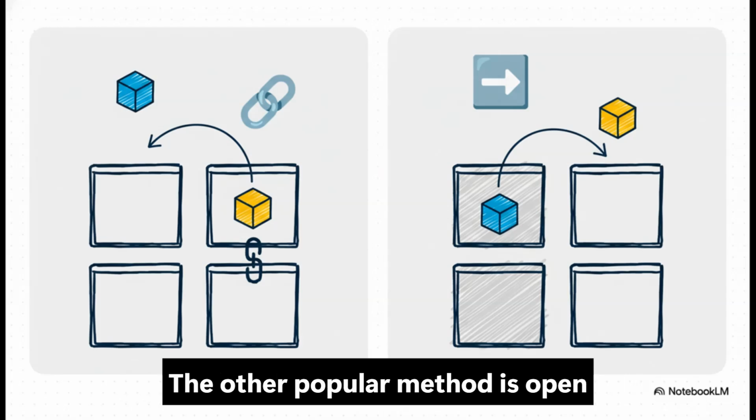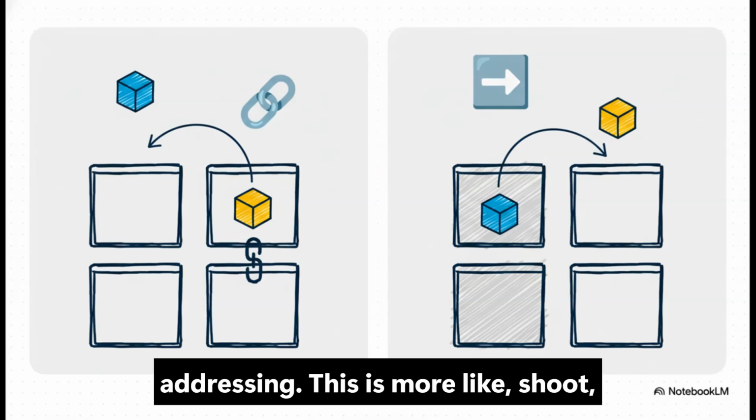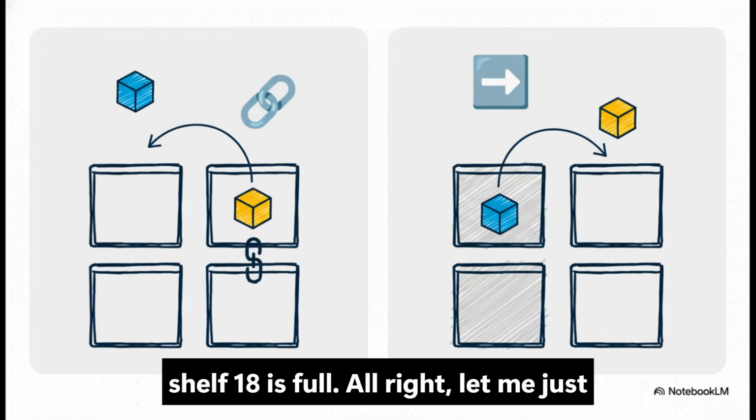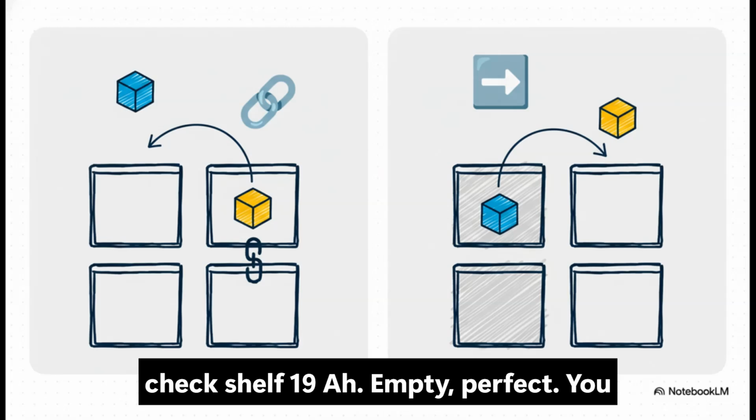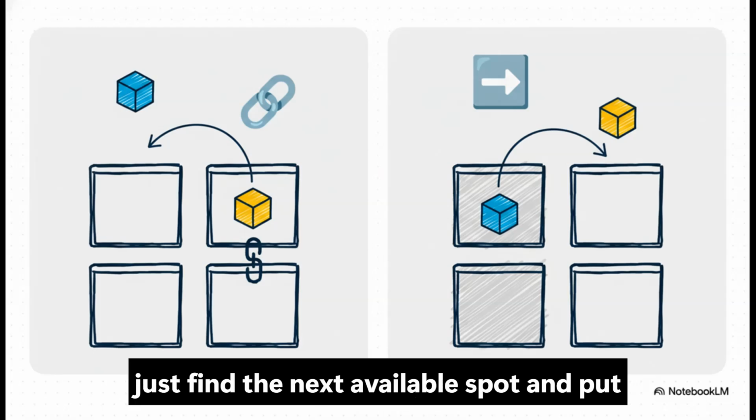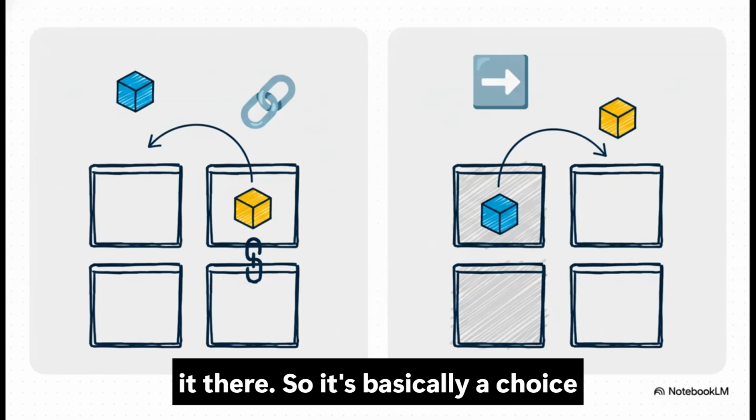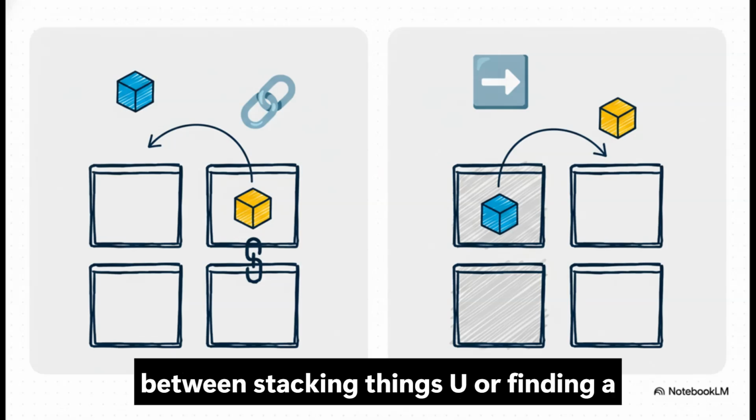The other popular method is open addressing. This is more like, shoot, shelf 18 is full. All right, let me just check shelf 19. Empty, perfect. You just find the next available spot and put it there. So it's basically a choice between stacking things up or finding a new spot.